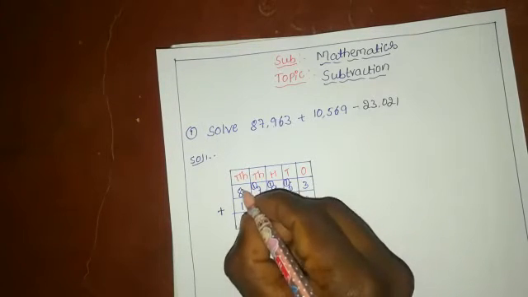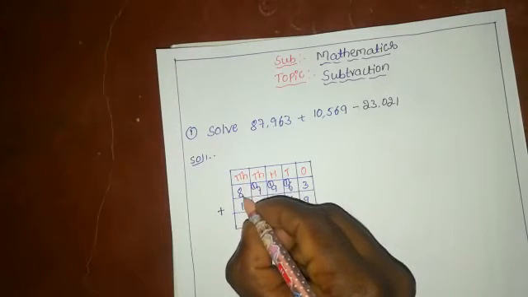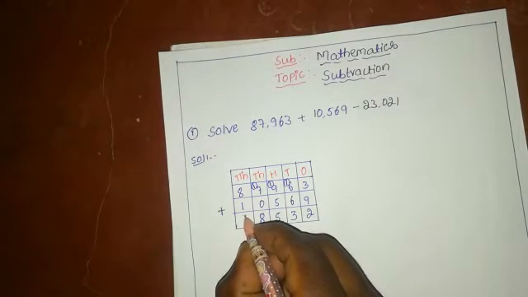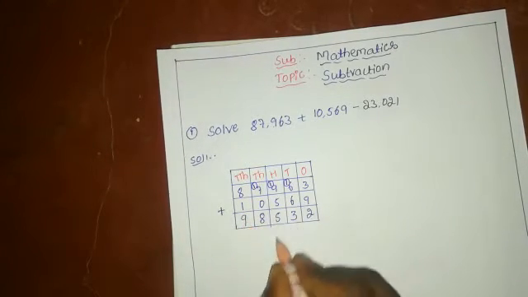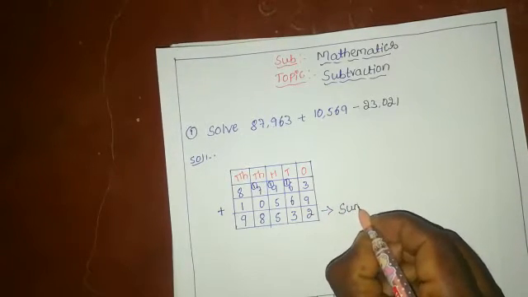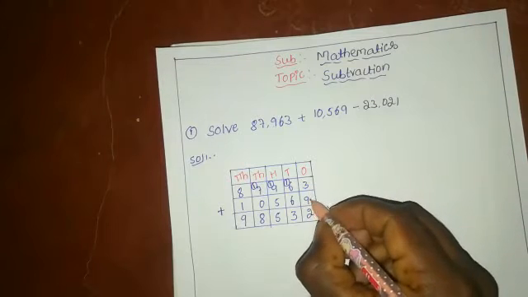Now in the ten thousands column we have 8 and 1. We add 8 plus 1. We get 9. Now we get the sum. This is the sum of the two numbers.